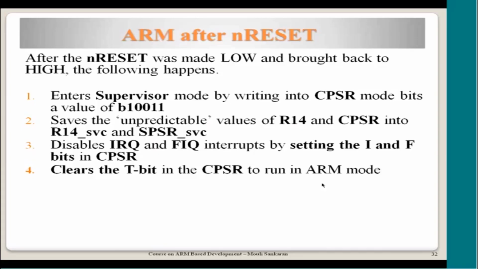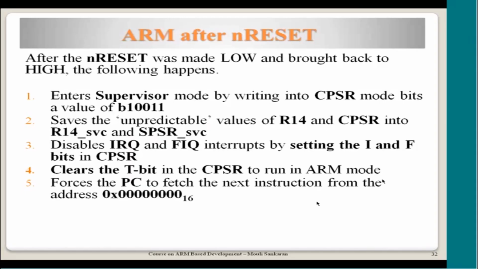and then it clears the T bit. That means it is going to start in ARM mode, not in Thumb mode. And then the PC is loaded with a new value. So current PC, wherever it is, is moved into this. Maybe it could be used later on for debugging purposes, to know when the interrupt was given. But if it is a power on, they have unpredictable values. So they are saved into these registers, and then the PC is loaded with a new value, which is 0x0000. So actually, the ARM processor starts executing from this address on reset.